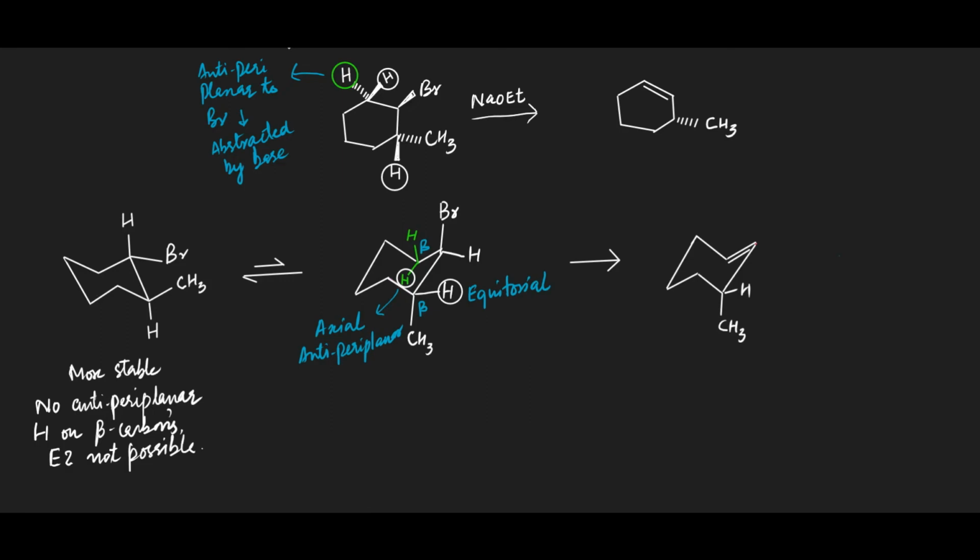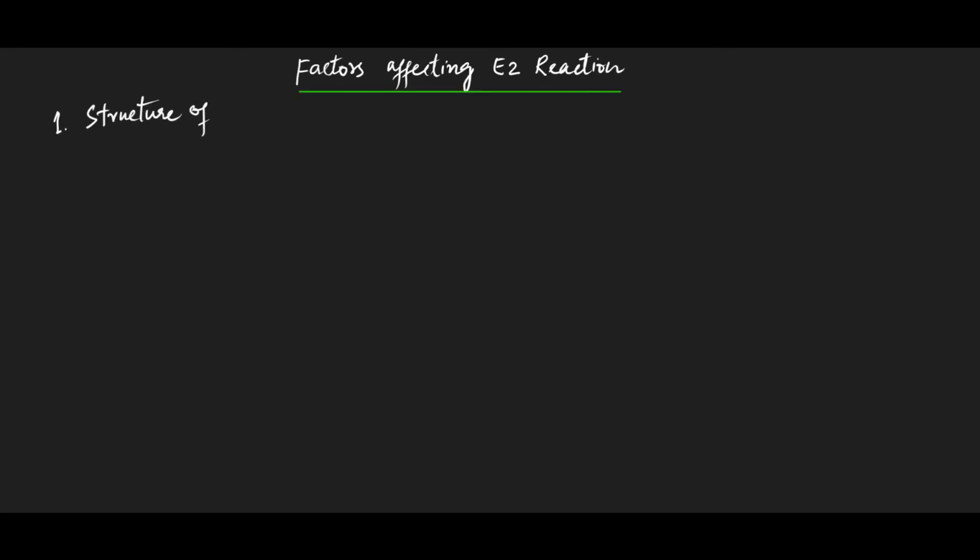So, the take-home message for E2 elimination of cyclohexane derivatives is that atoms or groups to be eliminated must be in 1,2 diaxial trans arrangement, only then are their orbitals suitably oriented to overlap for the formation of the pi bond. We will now discuss some factors that affect E2 reaction. First is the structure of the substrate.